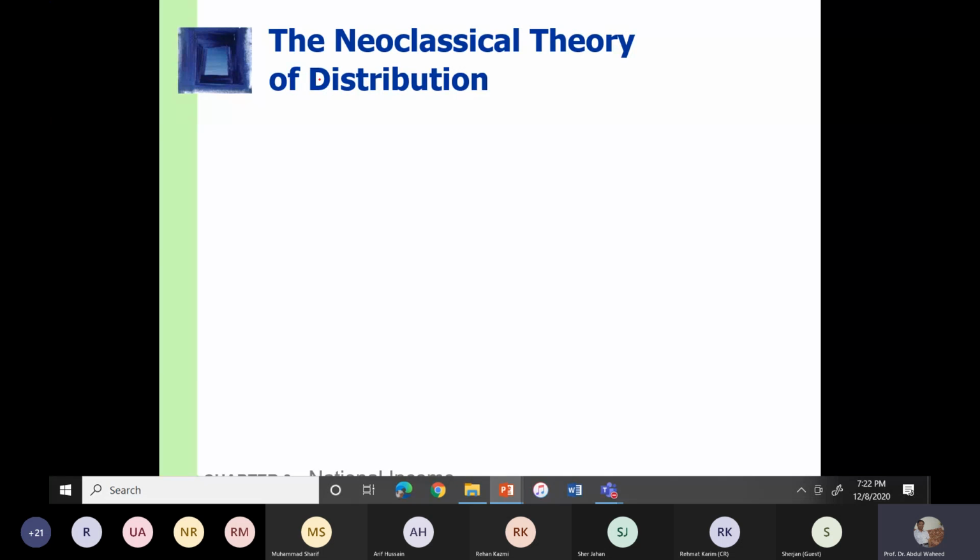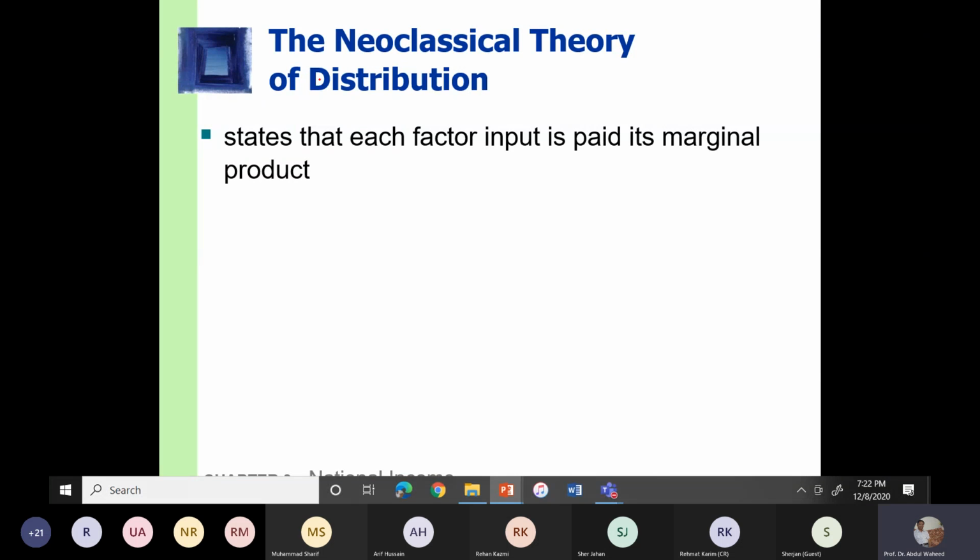Okay, so then the question is how the income would be distributed. The Neoclassical theory of distribution says that each factor input is paid its marginal product. So it means the distribution of income depends on the marginal productivity of the factor. If the marginal product of a factor is high, then that factor will get a higher share of income compared to the other factor. Okay, and this is accepted by most economists.